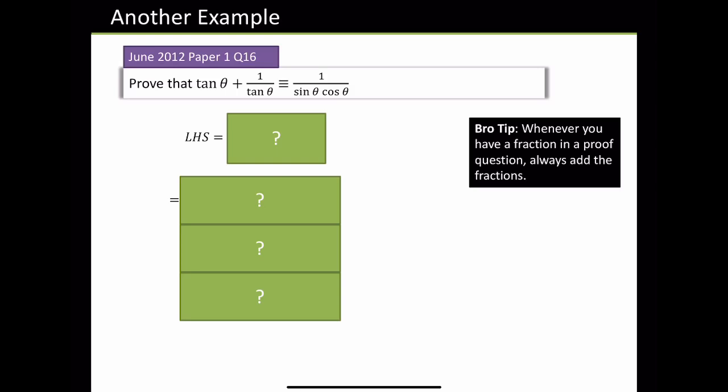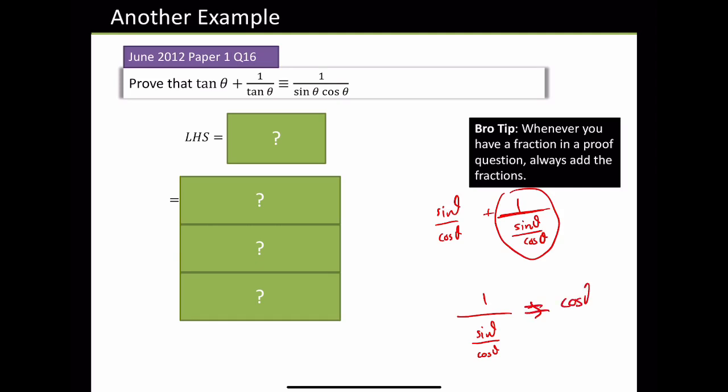Whenever you've actually got tan theta, I would suggest changing it into sin over cos. So let's say the first one is sin theta over cos theta plus 1 over sin theta over cos theta. Now, this one here can be simplified: it's 1 over sin theta over cos theta, which is equal to cos theta over sin theta. So hence, this is why they've got that there.